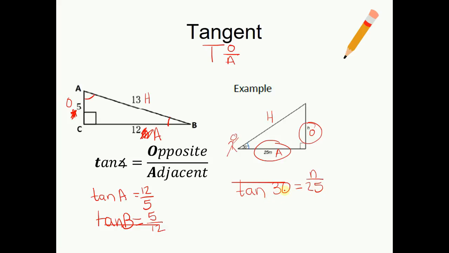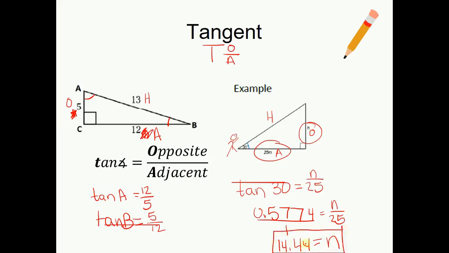So tangent of 30 degrees, let's actually get a decimal for that. That is 0.5774 equals n over 25. Let's go ahead and cross multiply here. So let's figure out what 0.5774 times 25 is. And I get 14.44 equals 1 times n, so n. And look, guys, n's already solved for. So my answer to this side length of my triangle is 14.44.